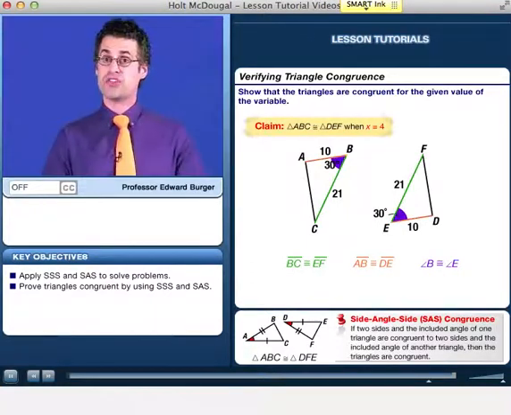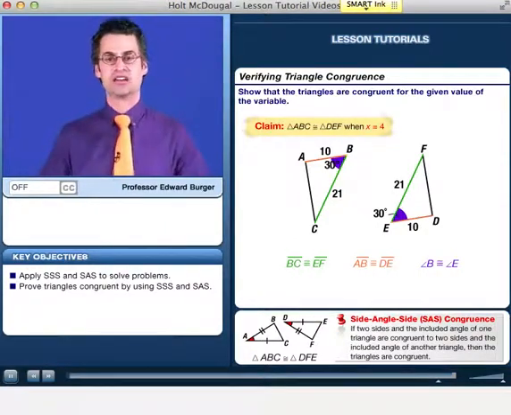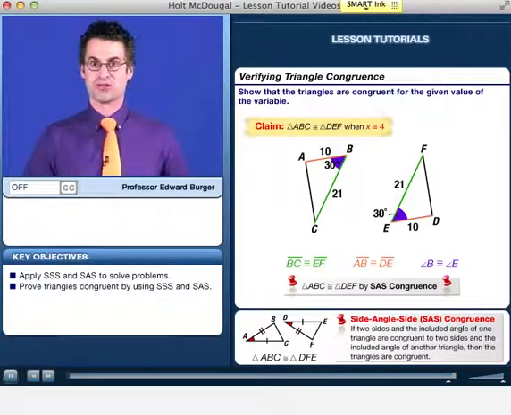These two triangles, therefore, are indeed congruent by side, angle, side congruence. So we've just verified the original claim that these triangles are congruent. Cool.